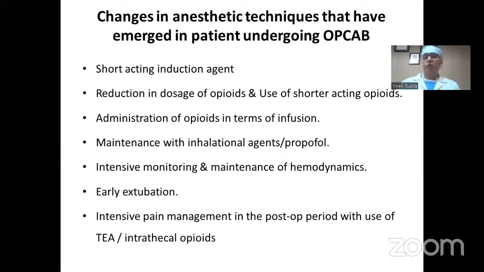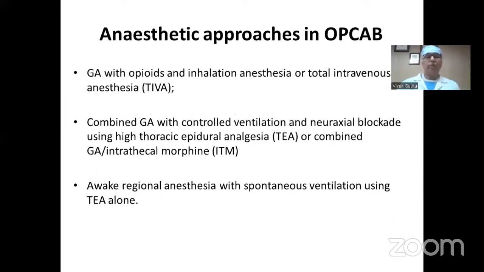What strategy should be followed during off-pump CABG? We should use a shorter acting induction agent. We reduce the dose of opioids but ensure adequate analgesia, so we use shorter acting opioids. Administration of opioid should be done as an infusion, and we maintain with a combination of inhalation agent and propofol. Intensive monitoring and maintenance of hemodynamics throughout the procedure, so we can do an early extubation. Good pain relief with the help of thoracic epidural or intrathecal opioid should be done for an early extubation.